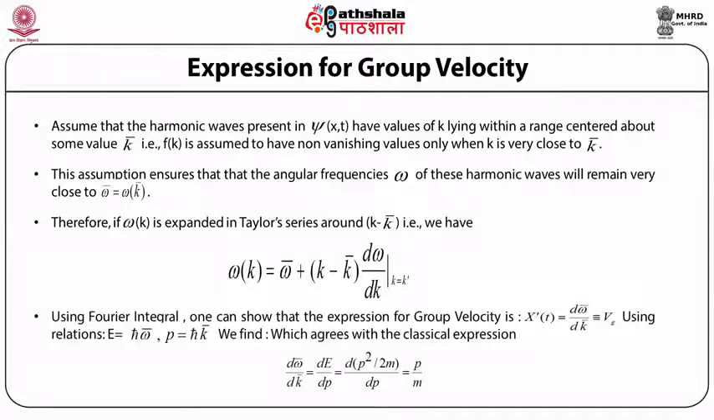Using the Fourier integral, one can show that the expression for the group velocity is X prime of t is equal to the derivative of omega bar with respect to k bar, that is d omega bar by dk bar, which is equivalent to the group velocity.